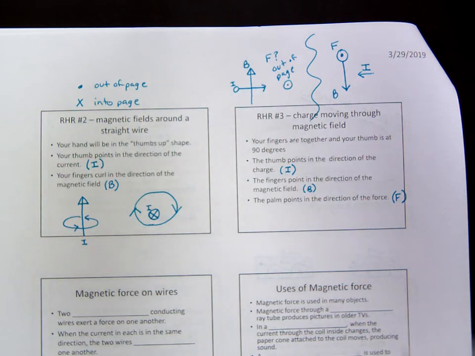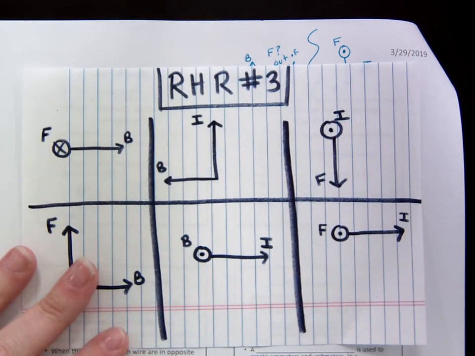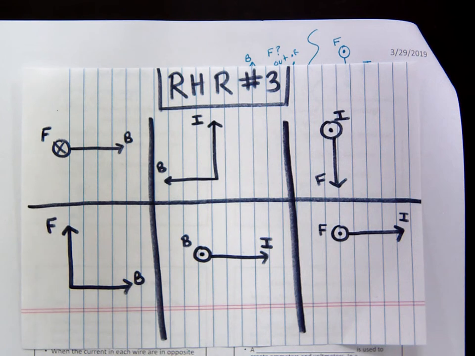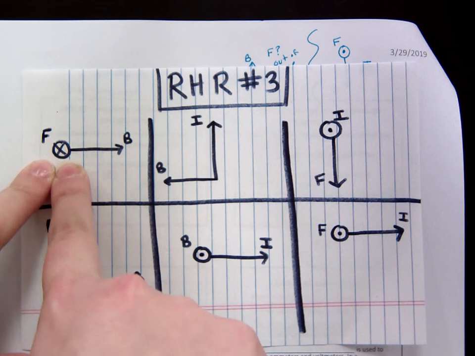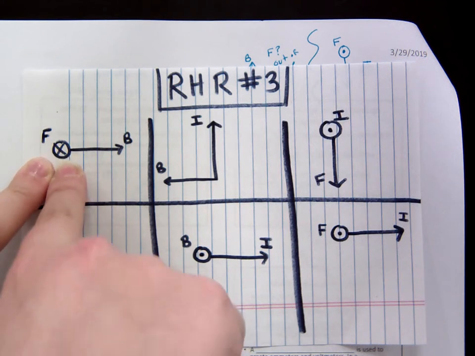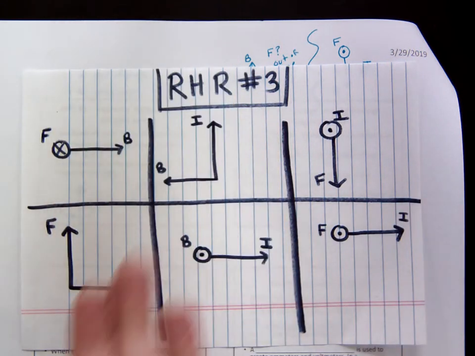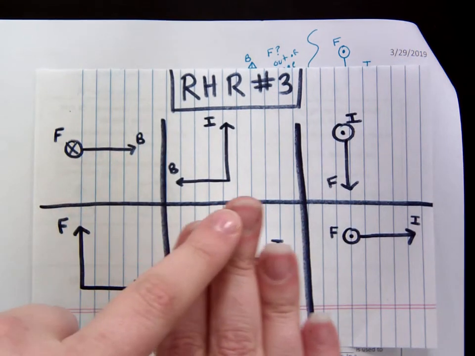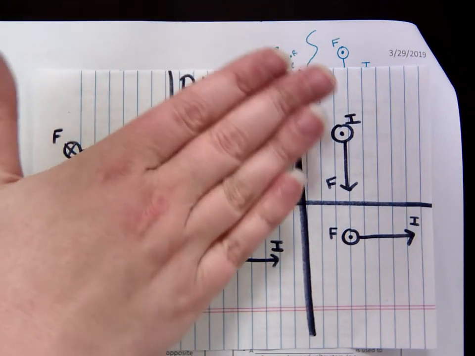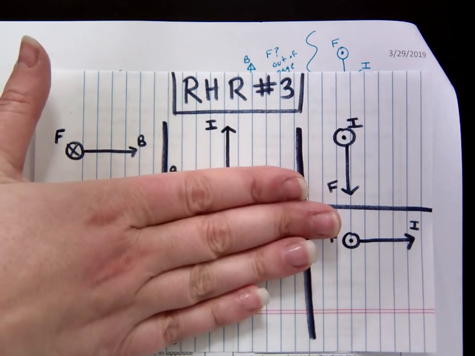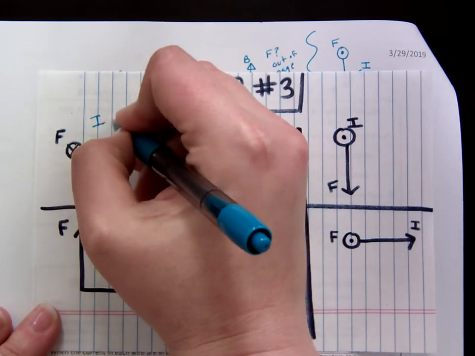Let's do some more examples that I have prepared. So starting with this one. My force, the X means it's going into the page, so my palm for the force needs to go into the paper. At the same time, my fingers for the magnetic field need to go to the right. So keeping my palm down, I'm going to rotate my hand till my fingers go to the right, which makes my thumb point up the page. So my current is going up.